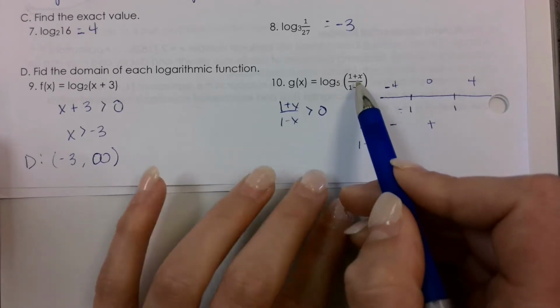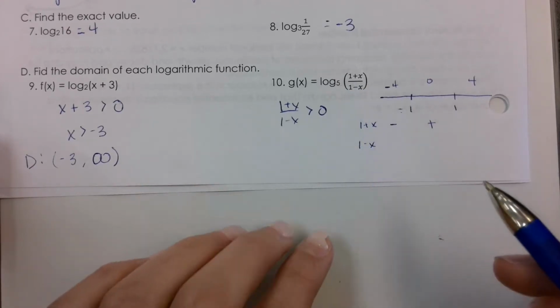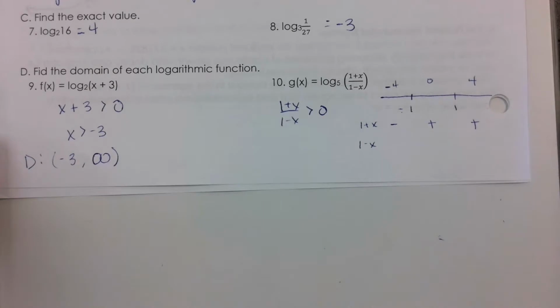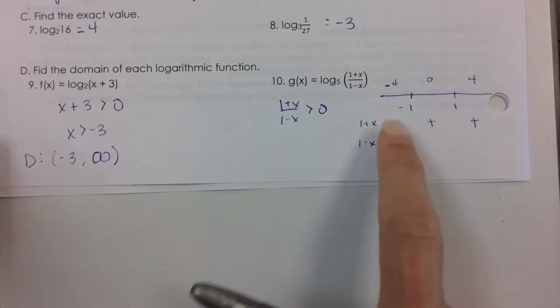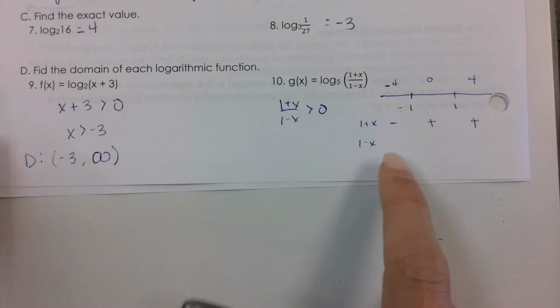So if we plug in a -4 to your numerator, what's 1 plus -4? So it comes out negative. Is that okay? All we care about is the sign. Is it coming out positive or negative? So if we plug in a 0, 1 plus 0 is going to give you a positive number. Is that okay?